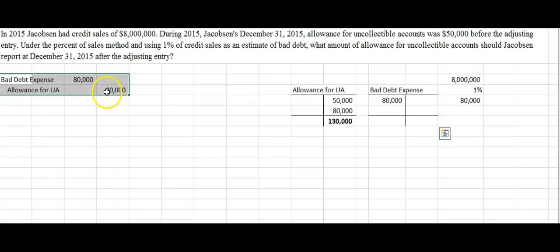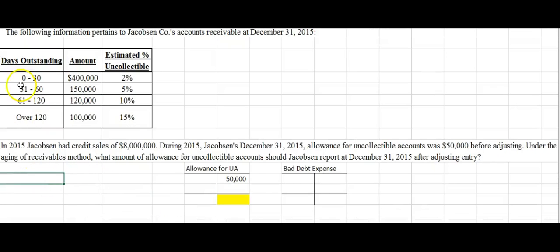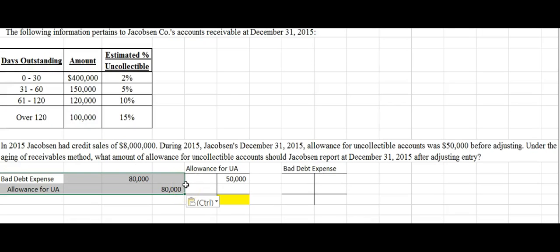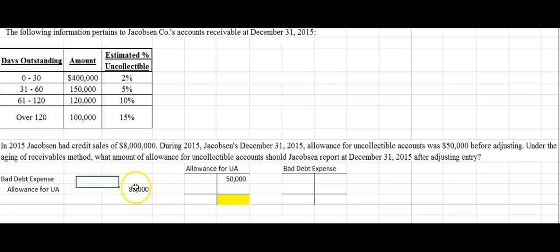Let's take this entry over here. Let's put it here. So my point is the following. Let's go back. This is not okay. So we're going to calculate this first, so that then we know what this is, which will be this entry here. So how do we calculate this under the aging of receivables method?